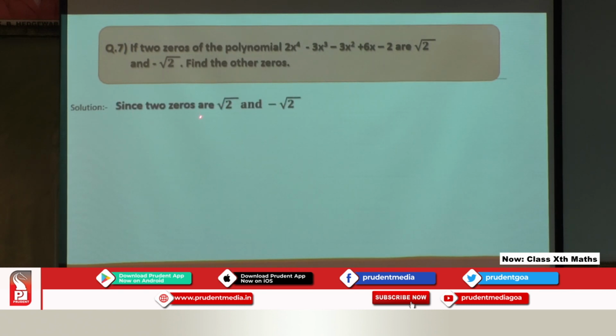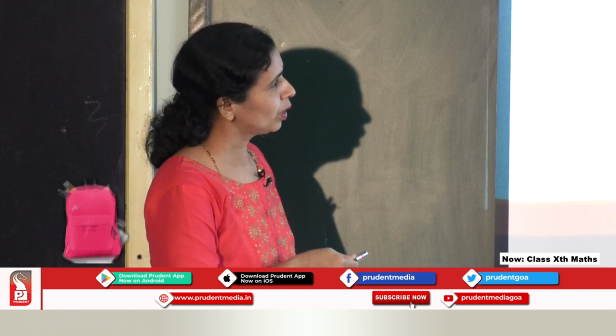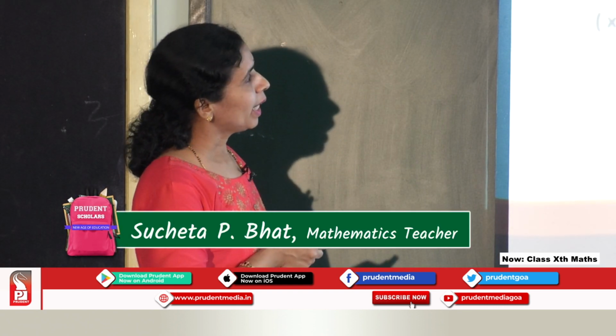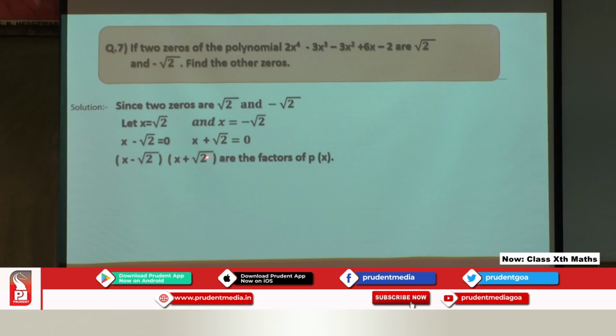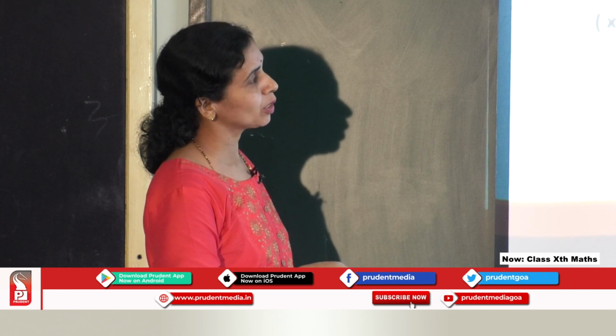Since two zeros are given in the question, root 2 and minus root 2, let us take x is equal to root 2 and x is equal to minus root 2. Now this root 2 I carried over to this side, so x minus root 2 equal to 0, and this minus root 2 I carried over to this side, that is x plus root 2 equal to 0. Now x minus root 2 and x plus root 2 are the factors of p of x.